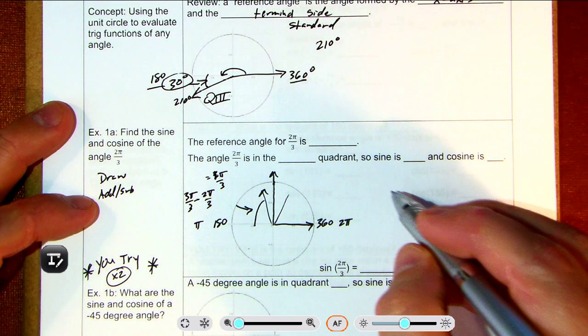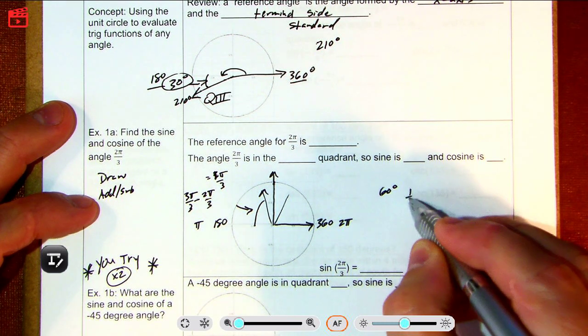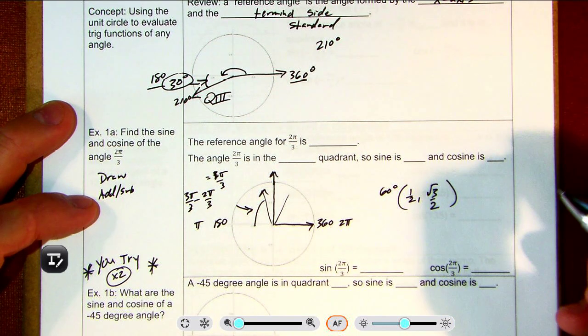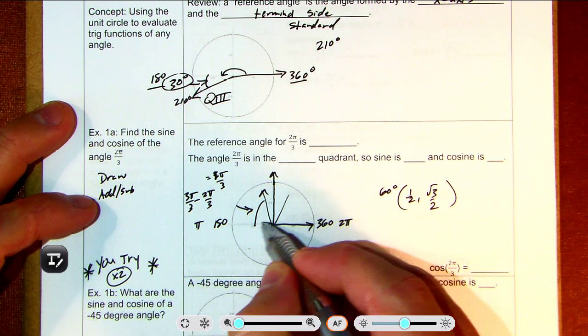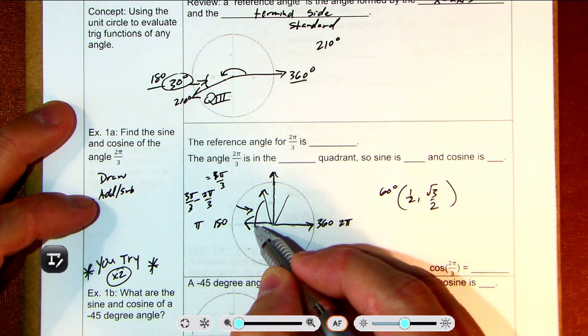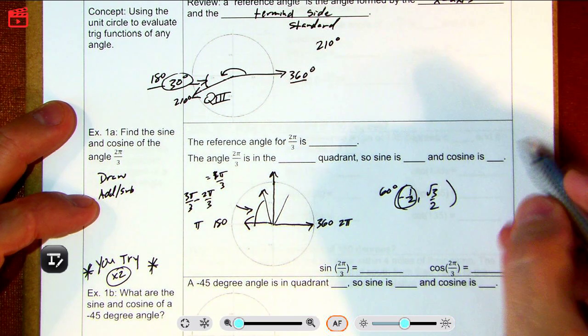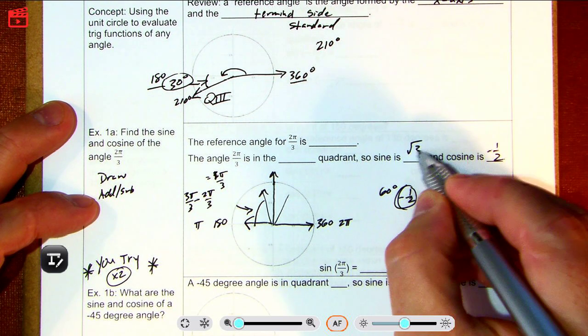What did I tell you guys last video about pi over 3's? Pi over 3's are 60s, and their coordinates are always like this for x and y coordinate. Always, always, always. But look over here. This angle is in quadrant 2. That means the x coordinate is going to be negative, or the cosine is negative. That makes this one negative. So the cosine is negative 1/2, and the sine is rad 3 over 2.